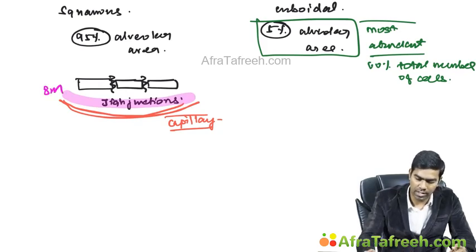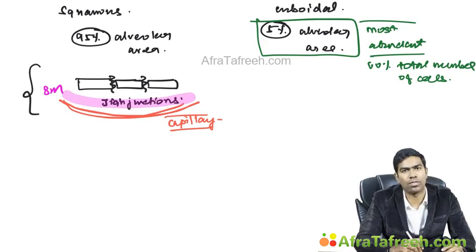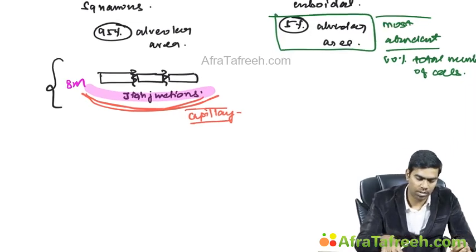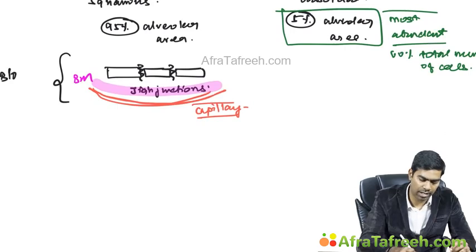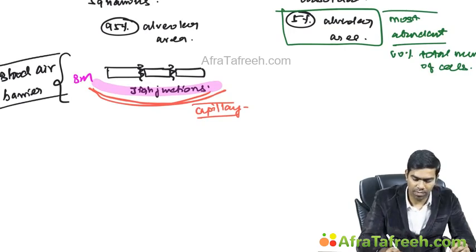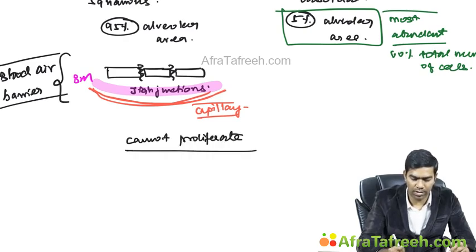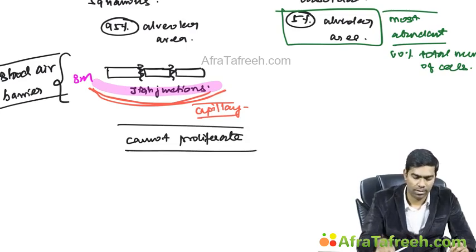And you can clearly see these type 1 pneumocytes with tight junctions, along with the capillary endothelium and the basement membrane, are the ones that are going to form something called the blood-air barrier. And a very important fact is they cannot proliferate. They don't have any proliferating function. They are end cells. That's all.